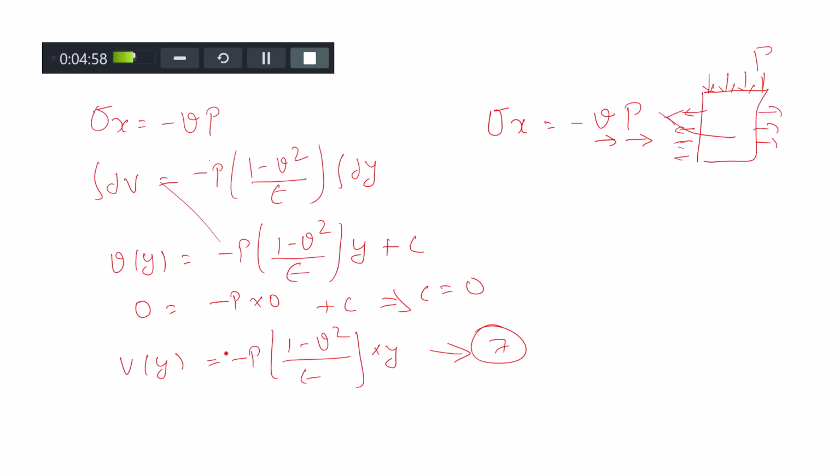Now the other thing is that, because we have started the coordinate system y from the bottom location, definitely at this location, at y equal to height h, if I put it, it will become minus p (1 minus mu square) divided by E into h. So that is my final value. Okay, so this is my y at h location. Now let's see from simulation how closely we are able to match these results.